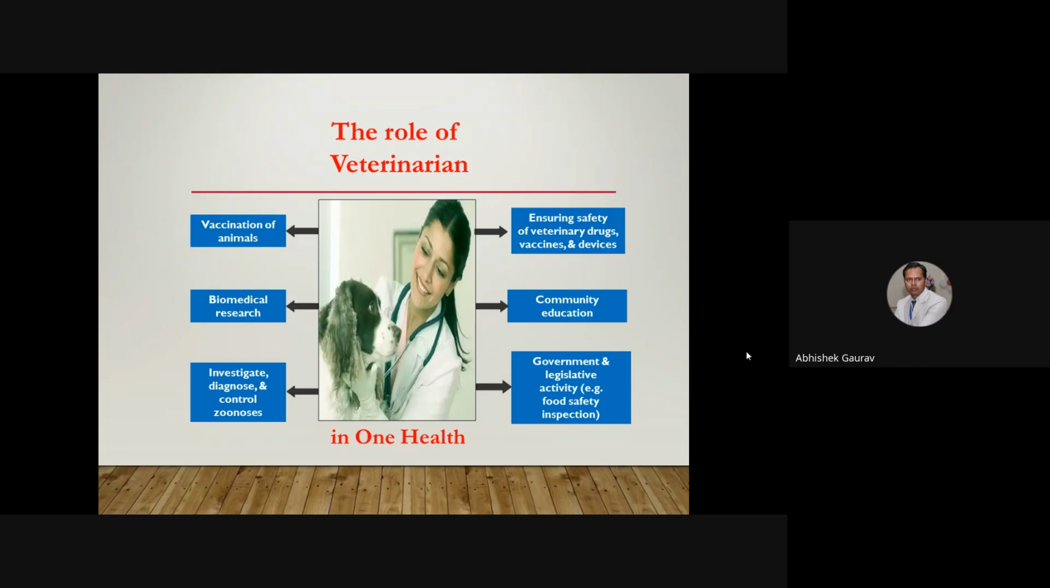Then biomedical research, we are all involved in that. Diagnosis, investigation, and control of zoonotic diseases is a major role of veterinarians. Then ensuring food safety, because veterinary drugs we have to use judiciously. And there is now a very loud cry about pesticide residues in foods of animal origin like milk, meat, egg, honey, all these things. Then community education and also policy decisions. So in all these sectors, the veterinarian plays a key role.